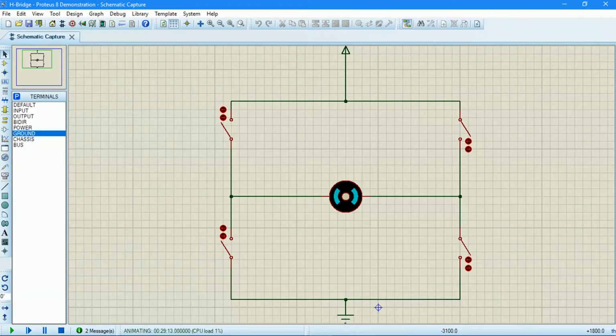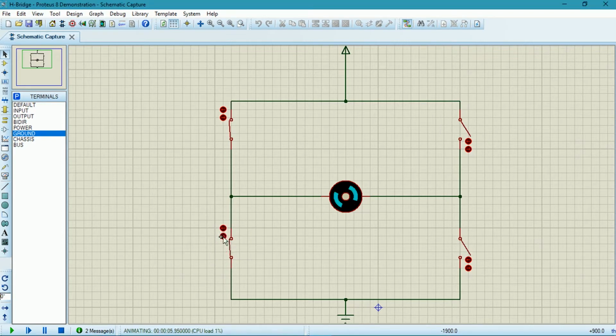For this purpose, there exists a famous circuit called the H-Bridge. It contains four switches arranged in a manner that looks like the English letter H. It is a very clever way of changing the direction of the motor. When these two switches are on, the current flows in one direction, and when these two switches are on, current flows in the opposite direction, changing the direction of rotation of the motor.